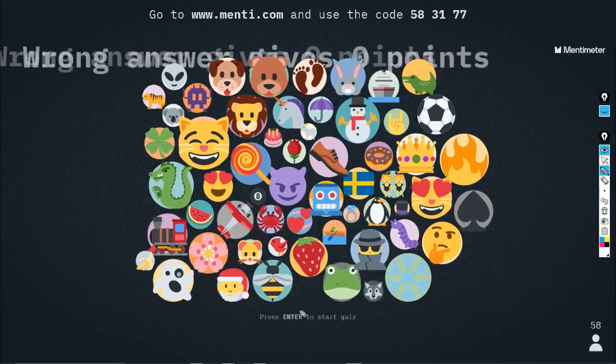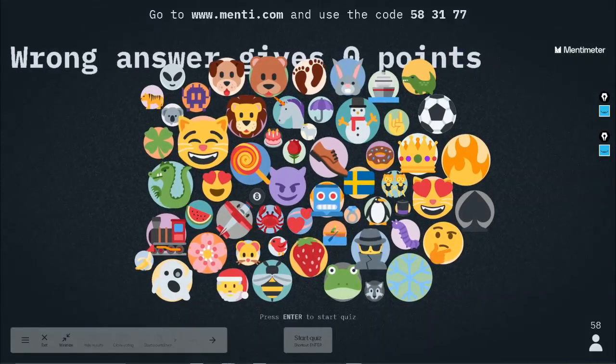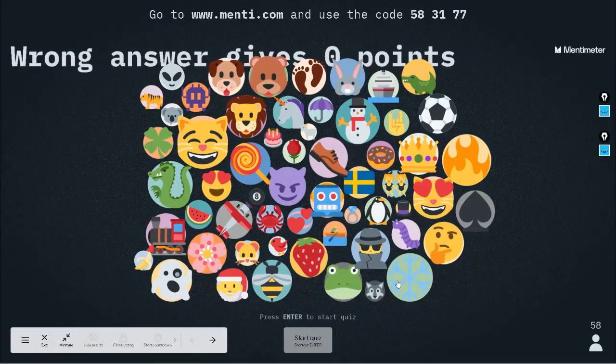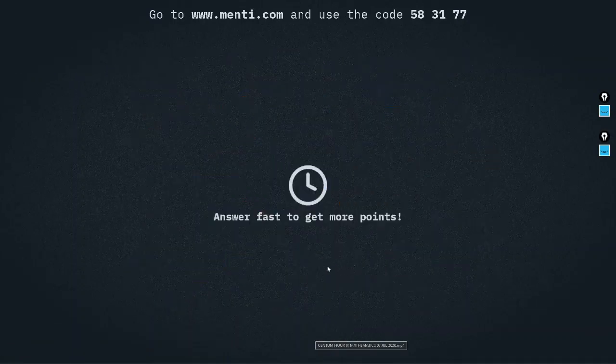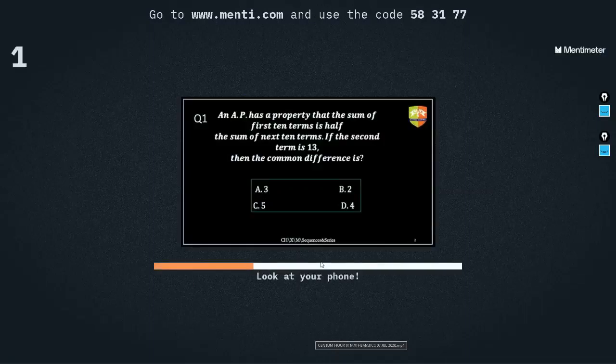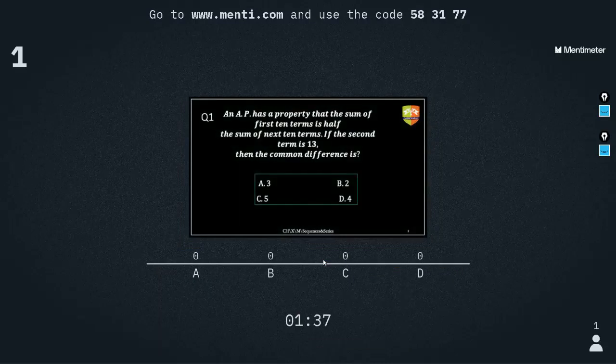We start. Okay. So first question on your screen. An AP has a property that the sum of first 10 terms is half the sum of next 10 terms. If the second term is 13, then the common difference is the question. Take your time. You don't need to rush through. These questions cannot be solved just like that. So people who are just hitting it without thinking, you are actually wasting your time here.